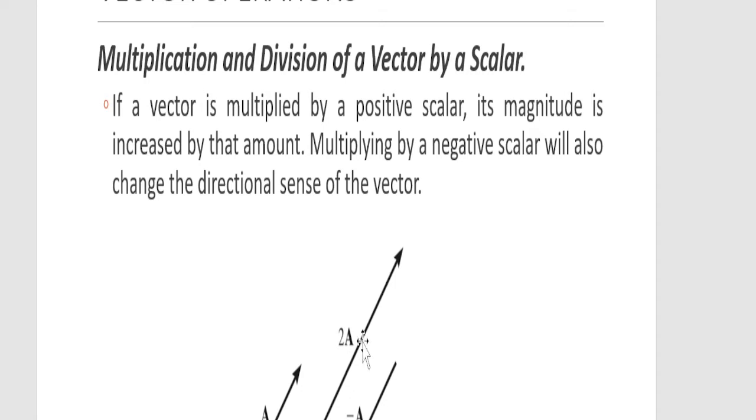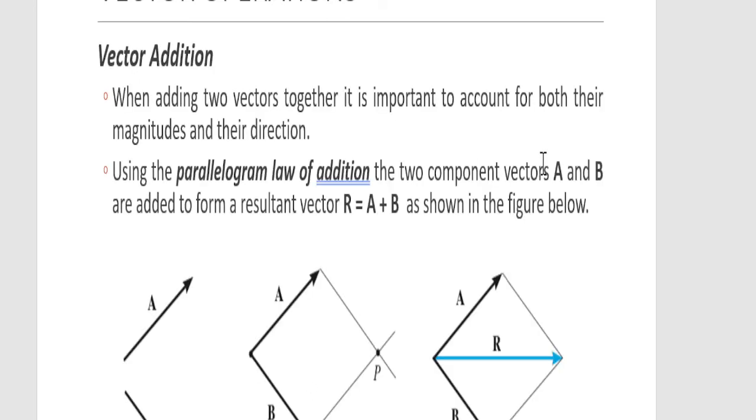So take 2A, where 2 is the scalar quantity and A is the vector. When you multiply by the scalar 2, the length will only be doubled. If you are multiplying by minus 0.5, that is half of A, here you can see in the diagram that since it is a negative sign, it will symbolize the direction, which is opposite of vector A.